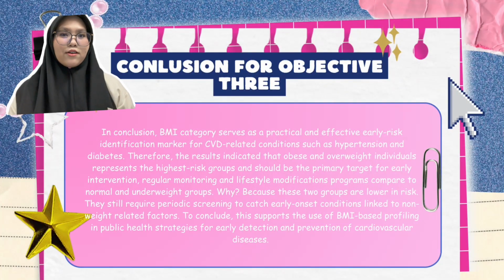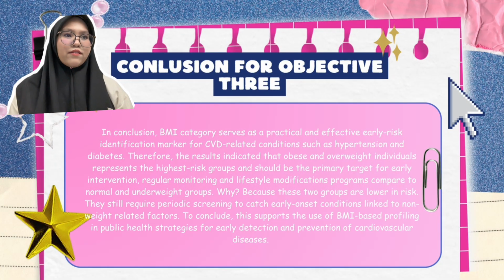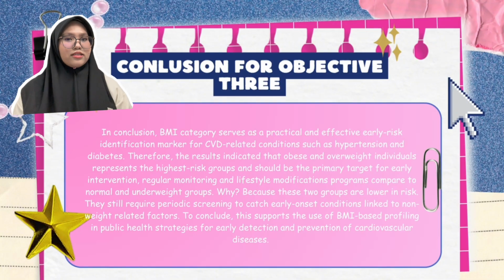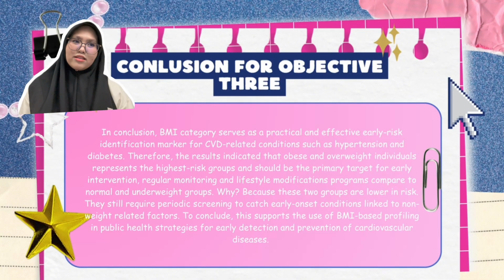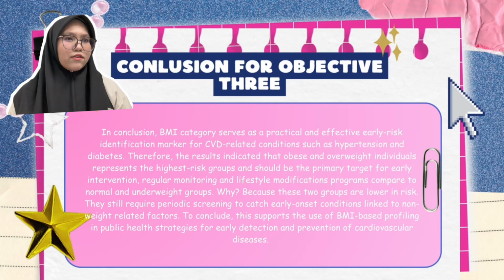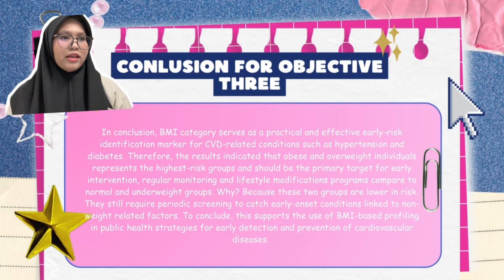Next, conclusion for objective 3. In conclusion, BMI categories serve as a practical and effective early risk identification marker for CVD-related conditions such as hypertension and also diabetes. Therefore, the results indicated that obese and overweight individuals represent the highest risk group and should be the primary target for early intervention, regular monitoring, and also lifestyle modification programs compared to normal and underweight groups.